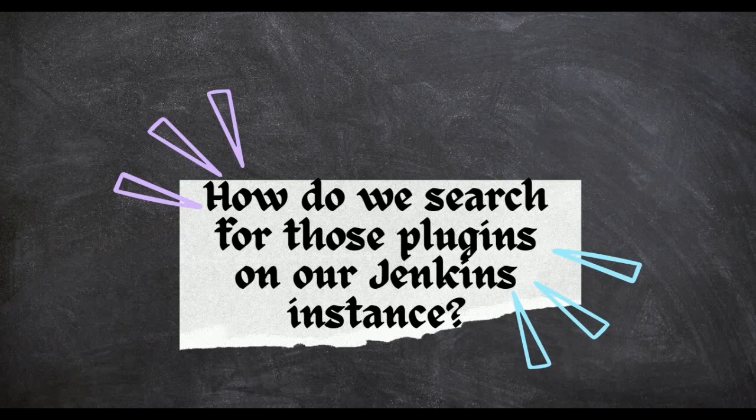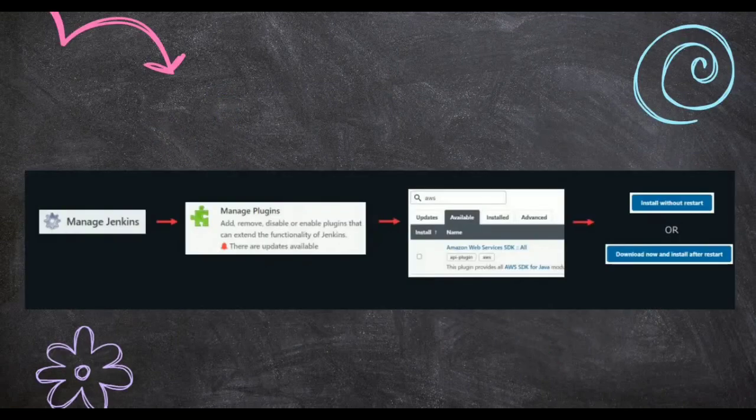Once you've done that installation, some of the plugins may require a restart. So you can select that restart, or else you can choose install without a restart, as I explained on the screen. This is how you have to go to Manage Jenkins, then plugins. Over there you can select available plugins. If you want to use one, you can just type that particular plugin name. Once you select it, it will show the option called install without a restart or download now and install after restart. That's how we have to do that.